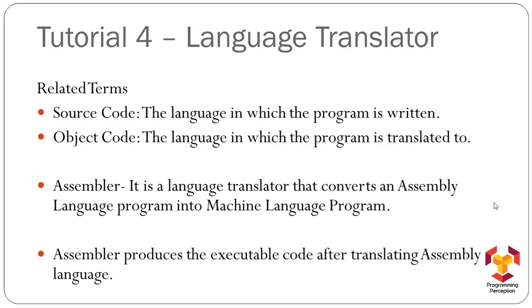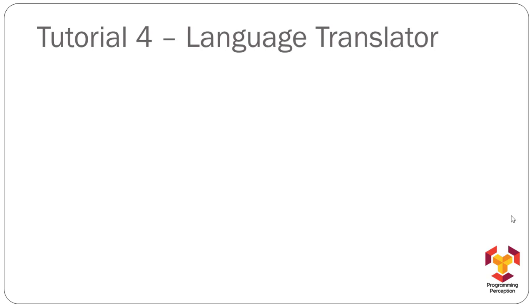Now, an assembler produces the executable code after translating assembly language. That means once an assembly language program is translated into a machine language program, a separate file for the machine language program will be created. And we have to run that executable code, or object code, or machine language program, so that the computer can execute those instructions. The next two language translators are compiler and interpreter.